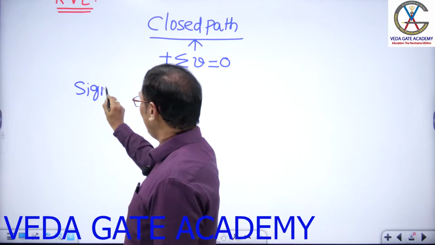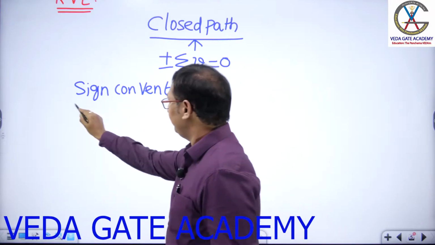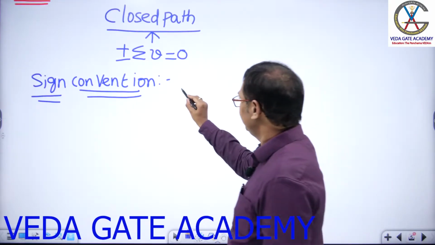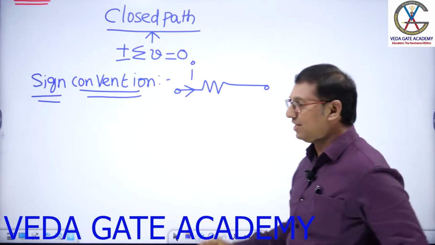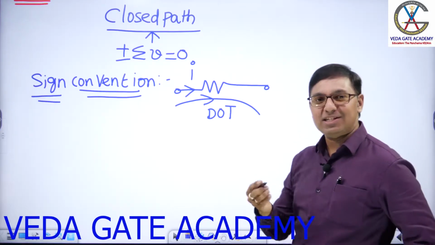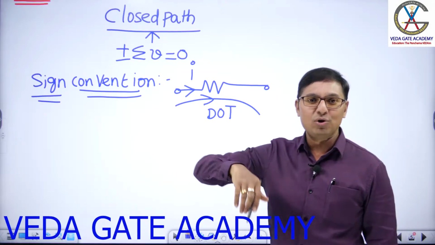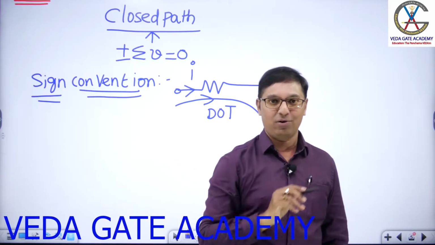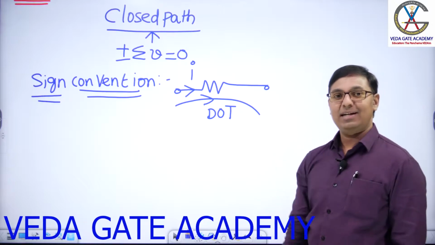The sign convention which I follow for RLC elements. Suppose we have a resistor, this is the branch current, and this is your direction of travel. What is this direction of travel? KVL is defined in a closed path, and in a closed path we can move like this or like this: clockwise and anti-clockwise. So this direction of travel represents either clockwise or anti-clockwise travel.